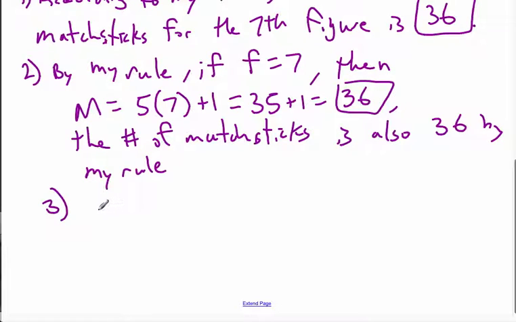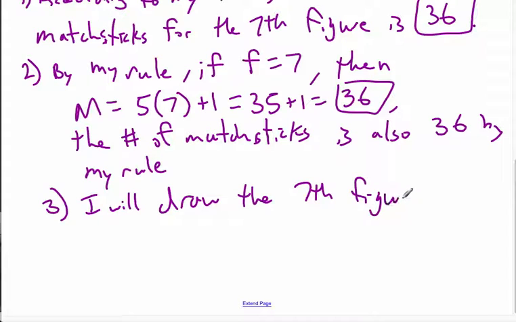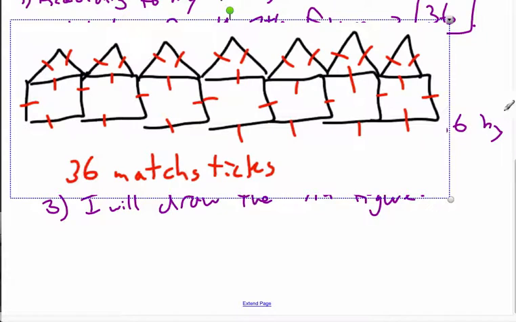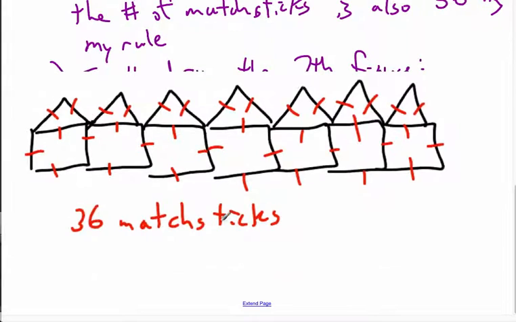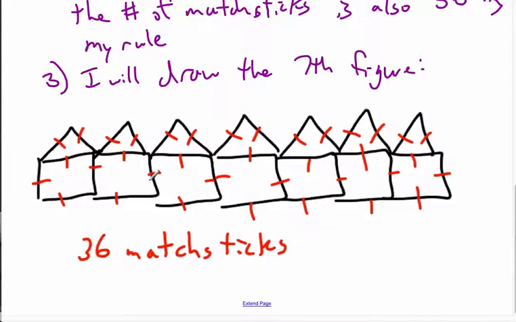Okay, so let's finally verify it's correct with the diagram, because our original pattern is just looking at diagrams. Okay, so let's draw the 7th figure. I've already got it drawn here, ready to go. So there's the 7th figure, and I drew 7 houses, and I counted them all up with red tick marks on there, and there is indeed 36 matchsticks.